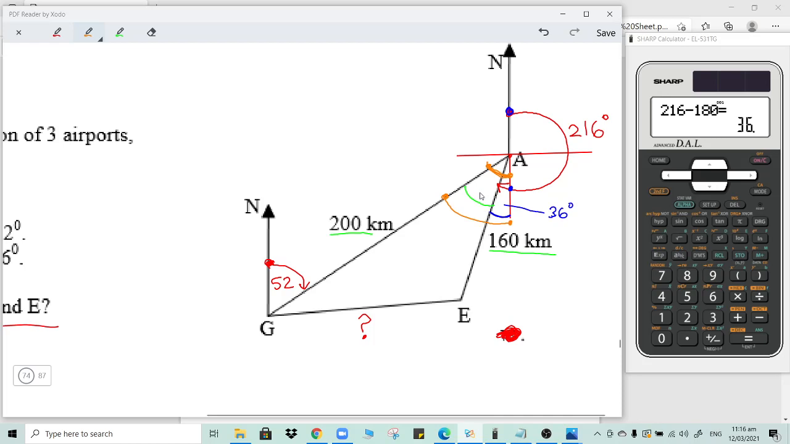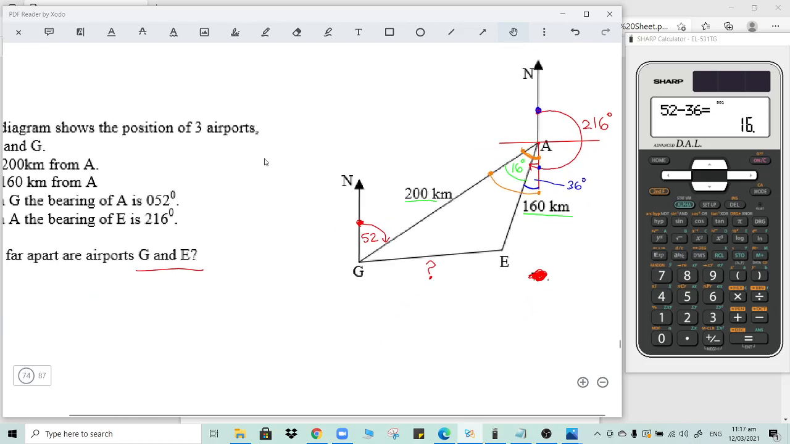So in other words, if we add the green angle and the blue angle, we're supposed to get 52. So we can reason out the green angle. Take 52 minus the 36, and we will get 16 degrees. So this angle here is 16 degrees. Now knowing that, let's go down and see what happens to this diagram.